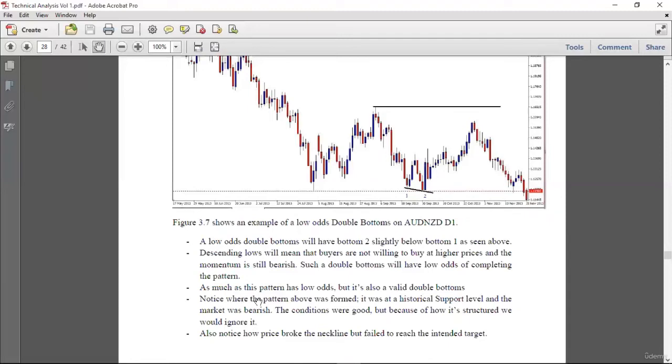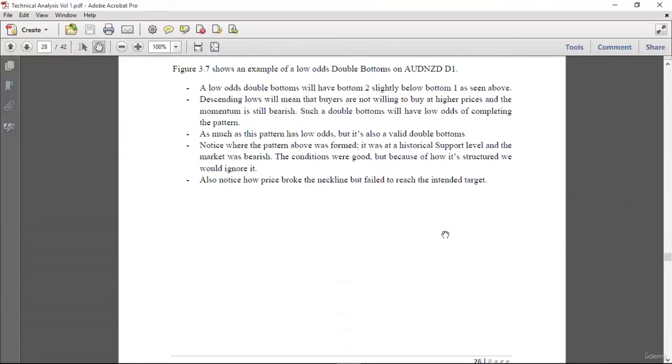As much as this pattern has low odds, it's also a valid double bottom because it has two bottoms. Notice where the pattern above was formed. It was a historical support level and the market was bearish. The conditions were good, but because of how it is structured, we ignore that pattern. Also notice how price broke the neckline but failed to reach the intended target. So it broke the neckline, but it didn't reach our possible target.